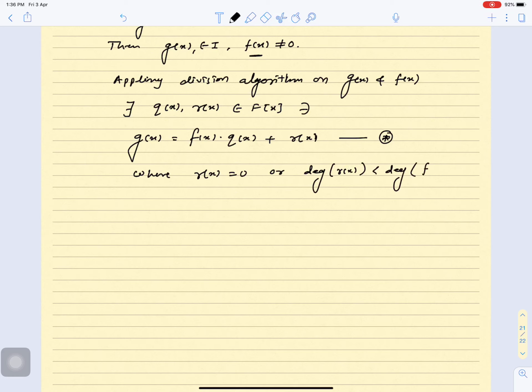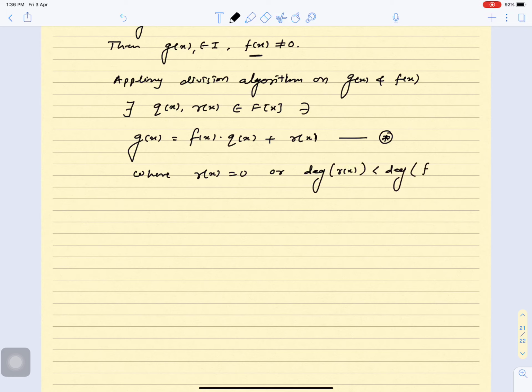See, I is any ideal. Let me summarize this theorem quickly. Let I be any ideal of F[x]. If I is {0}, then it is generated by 0. If I is F[x], then I will be generated by 1. And if I is not {0} and not F[x], I is any proper ideal, then again I is generated by some polynomial f(x).